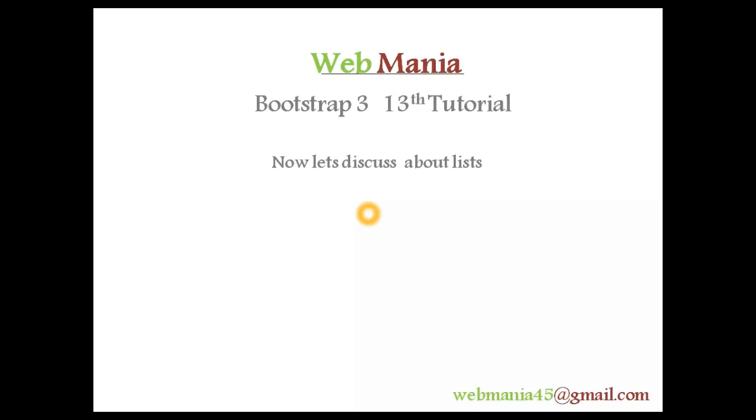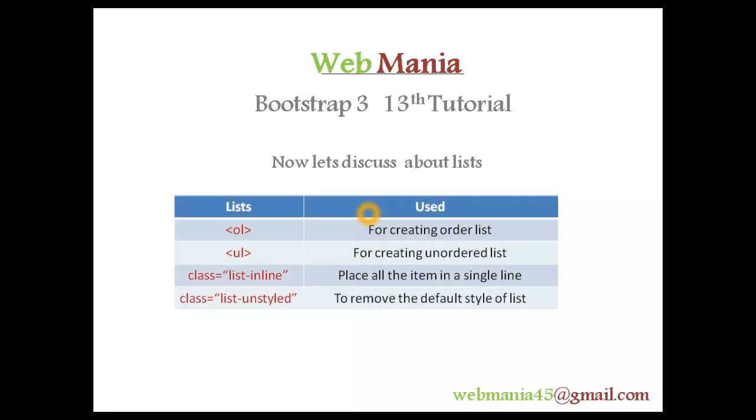Now let's discuss lists. So here is a table which consists of list elements and their use. The first one is OL, which stands for ordered list and is used for creating an ordered list. The other one is UL, which stands for unordered list and is for creating an unordered list. The next class is list-inline. List-inline is used to place all the elements in a single line. And the next one is list-unstyled. List-unstyled is used to remove the default style of a list. So let's go to our editor and do some practical work.